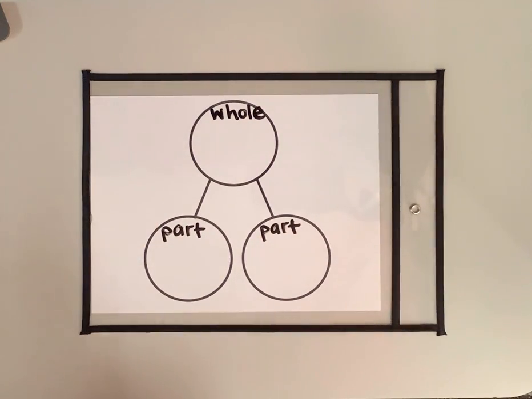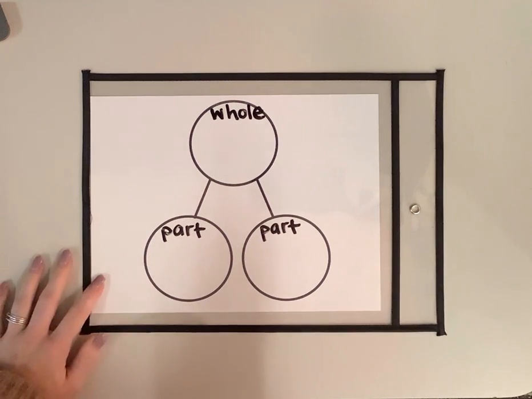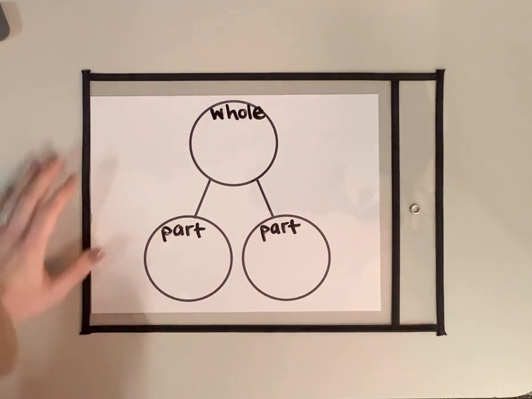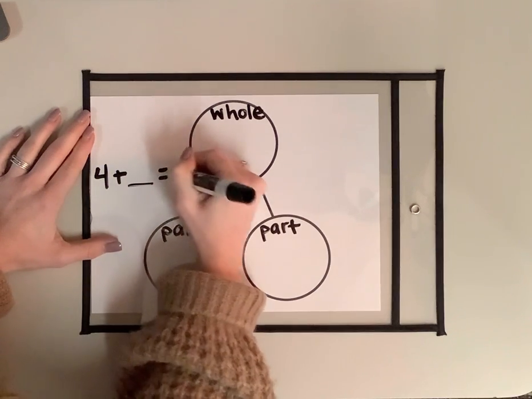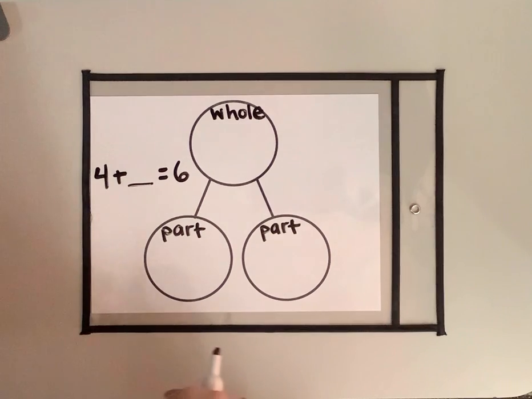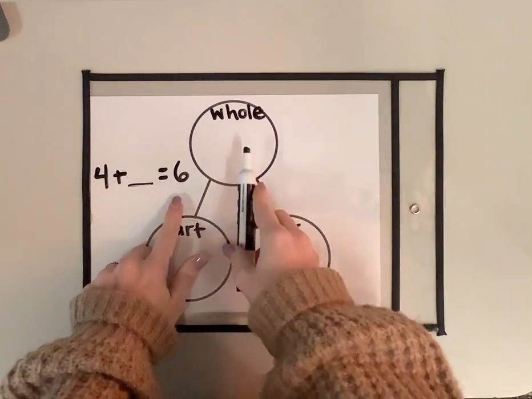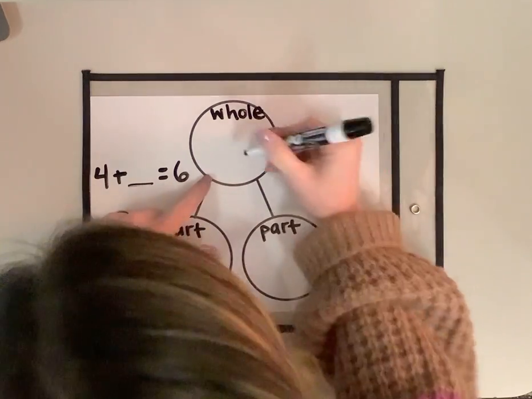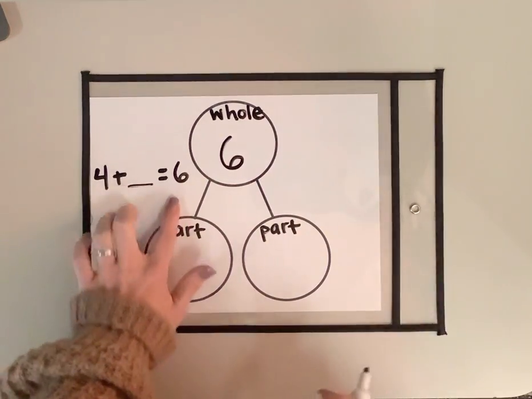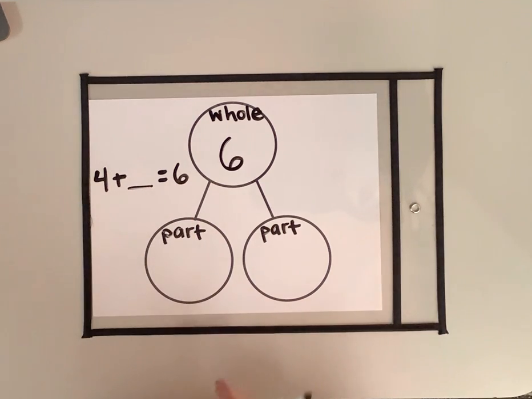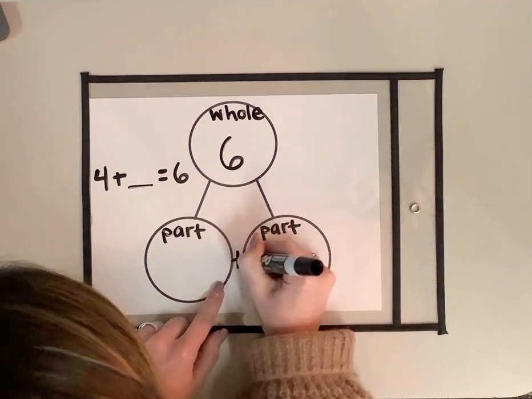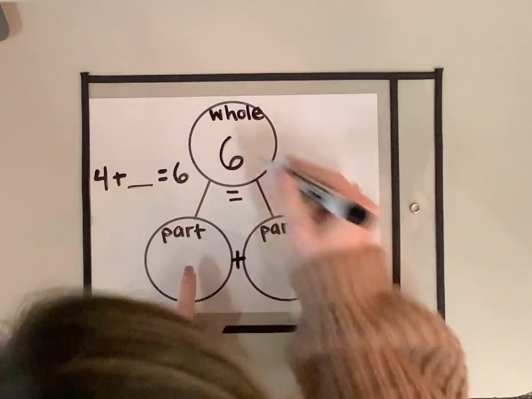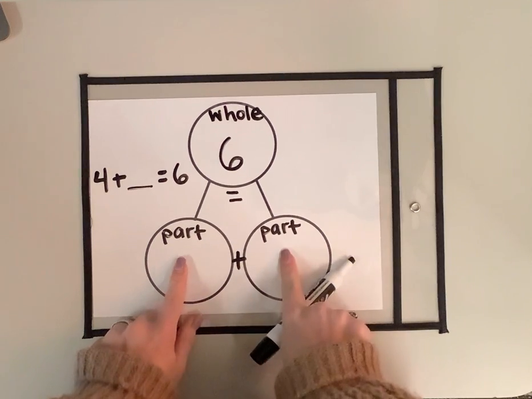I want you to watch me use this number bond to solve a change unknown addition problem. I'm going to be solving this problem: 4 plus blank equals 6. Our whole is always our biggest number. So in this problem, 6 is going to be my whole because it's the biggest number that I have so far in my problem, between 4 and 6. Now our 2 parts are added together and they equal our whole. Part plus part equals whole.